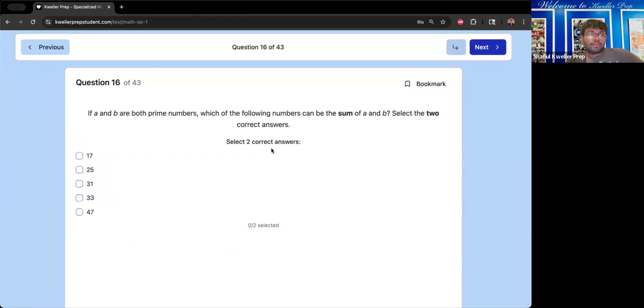A and B are both prime numbers. Which of the following can be the sum of A and B? So this one you just have to go through each one. If A and B are both prime numbers, which of the following can be the sum of A and B? Oh wow. Okay, so this one you just have to break down each answer choice.